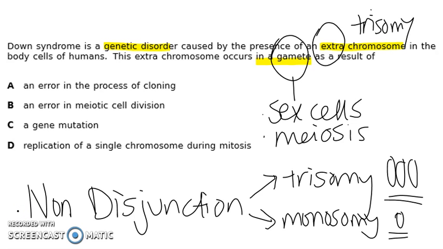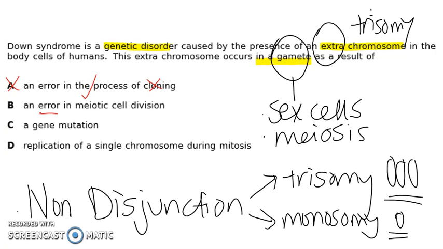Let's read our answer choices. A: an error in the process of cloning. Well, honestly, cloning would be more of a mitosis than a meiosis, and meiosis is definitely not a cloning. When gametes are formed, they are all different, so this one's not going to be correct. B says an error in meiotic cell division. That sounds good because that's our meiosis right there, which is a type of cell division, and something went wrong causing non-disjunction.